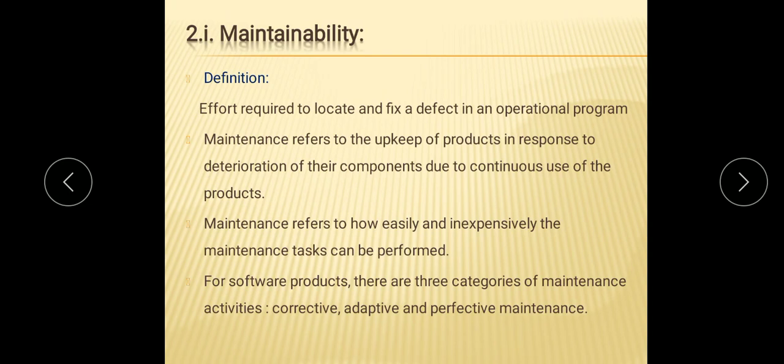Next one is maintainability. Effort required to locate and fix a defect in an operational program. Maintenance refers to the upkeep of products in response to deterioration of their components due to continuous use of the product. Maintenance refers to how easily and inexpensively the maintenance tasks can be performed. For software products, there are three categories of maintenance activities: corrective, adaptive, and perfective maintenance.